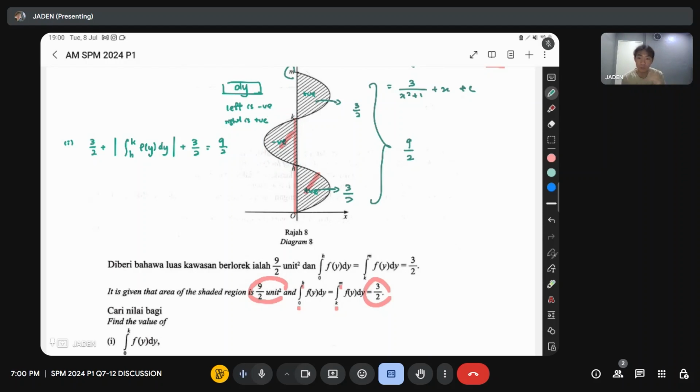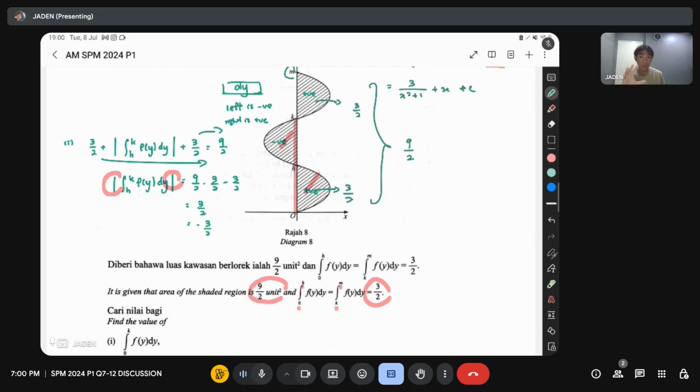So over here, if I were to find out what is my integral from h to k of f(y) dy, bring this to the back first: 9/2 minus 3/2 minus 3/2. I suppose you get 3/2. But because of the modulus sign, if you want to take it away, your final answer will be negative 3/2. So just keep that in mind.